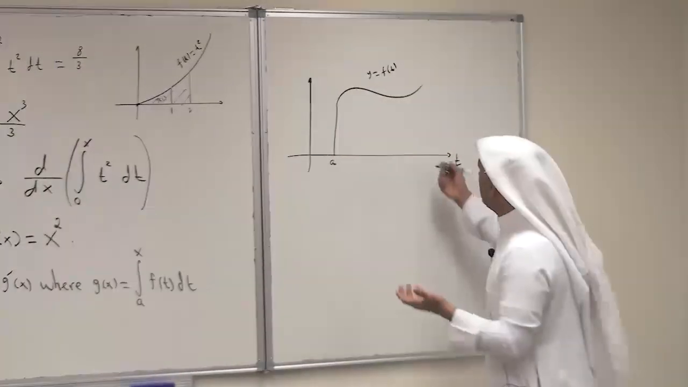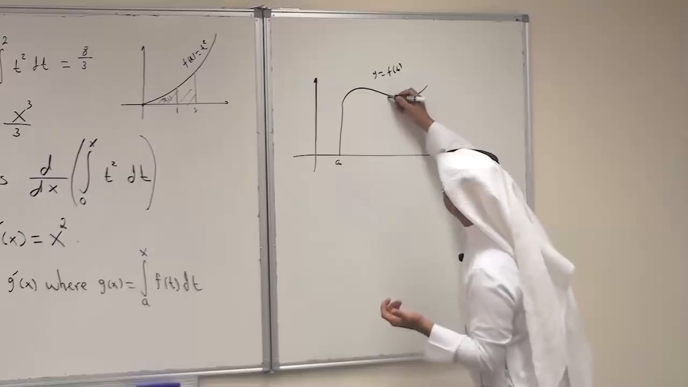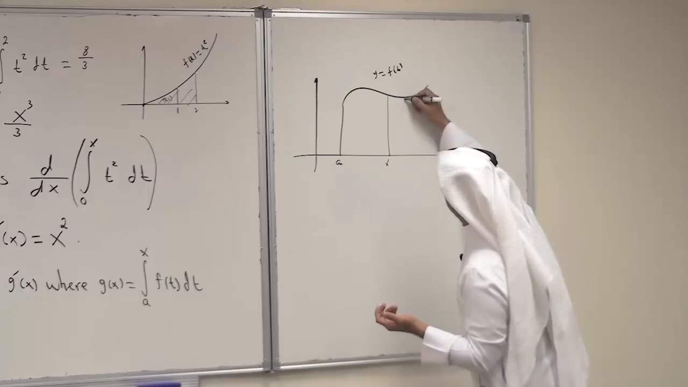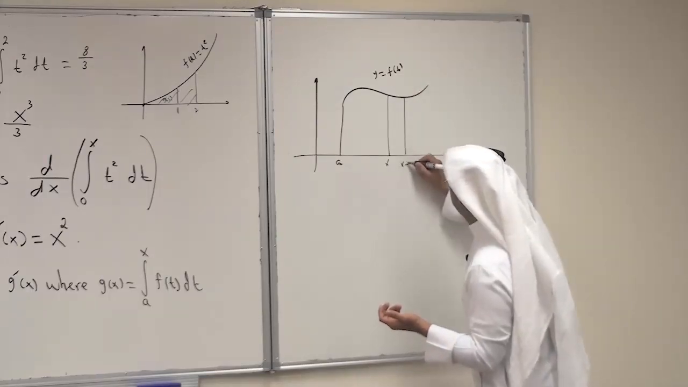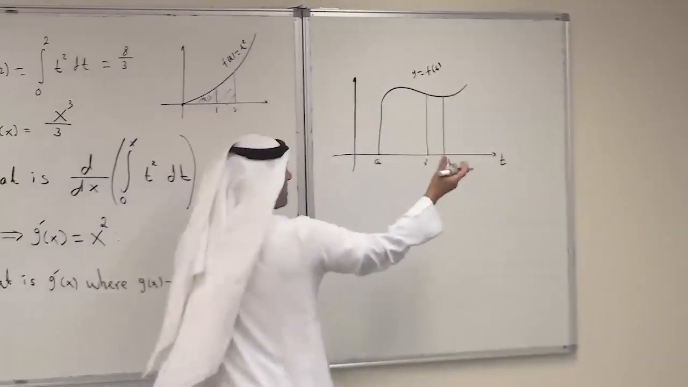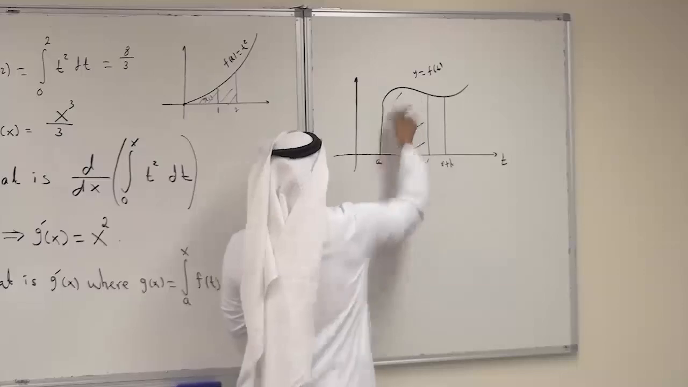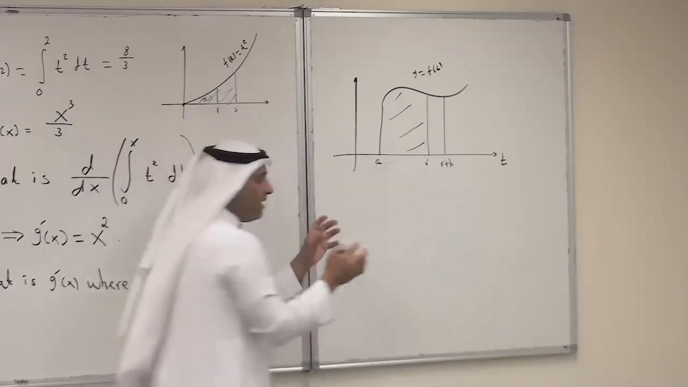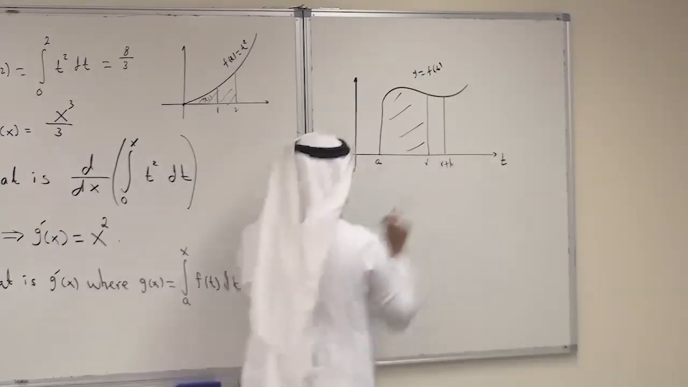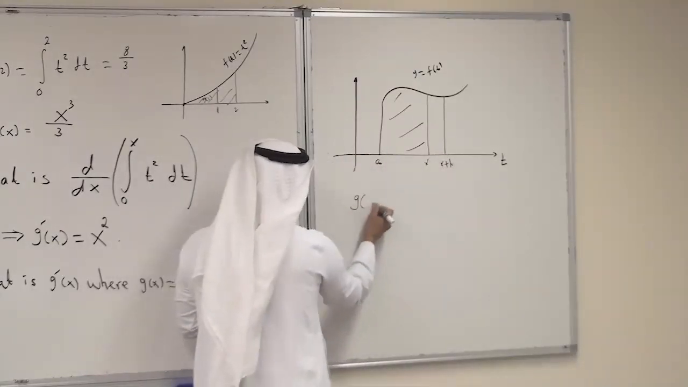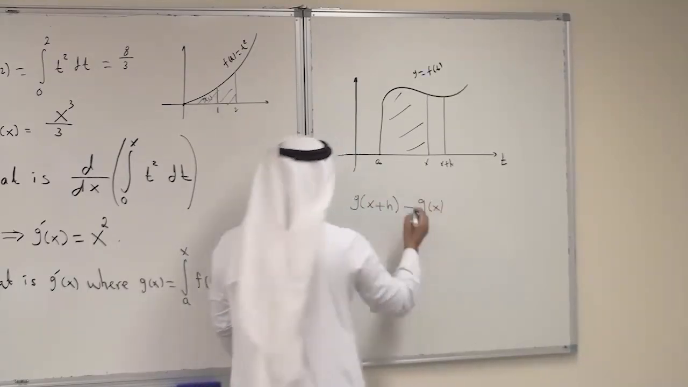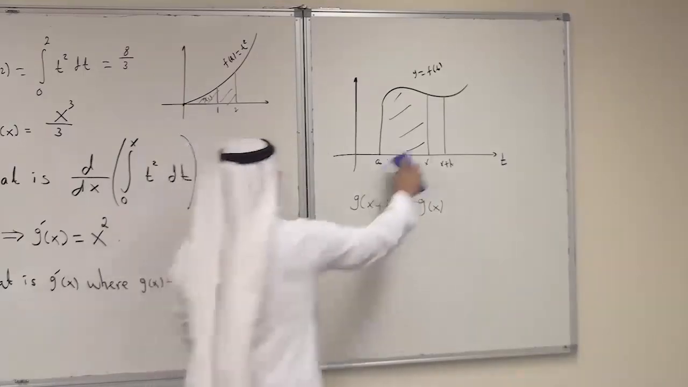So I need to calculate something here. Let us say this is x, and this is x plus h. According to our discussion, this portion here will represent the integral from a to x, that will give me g of x. And from here to here, that will give me g of x plus h. So if I subtract g of x plus h minus g of x, what will I get? Actually, I will get exactly this portion of the graph.